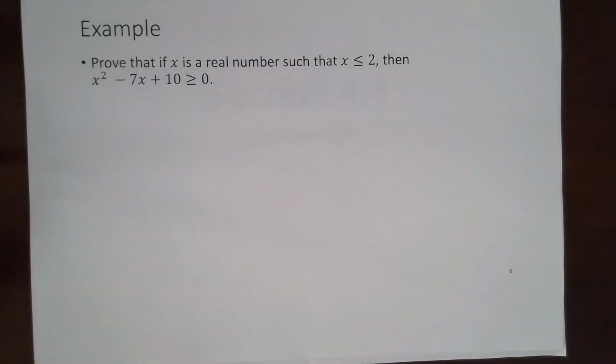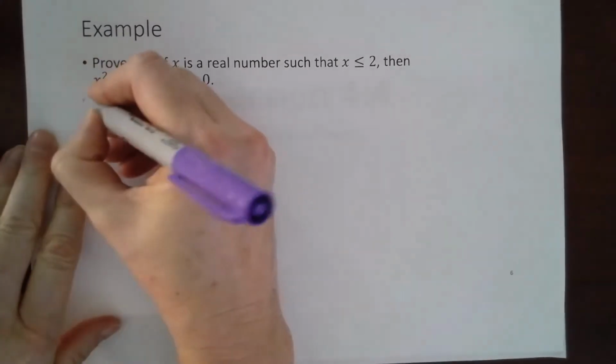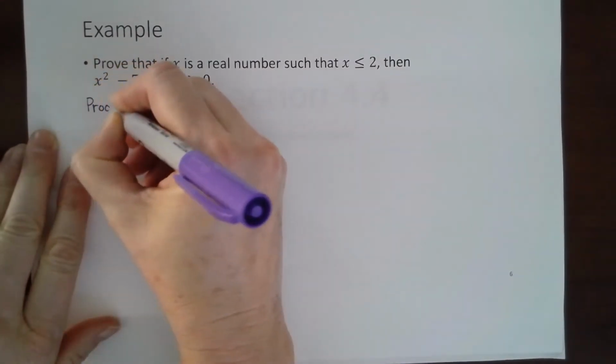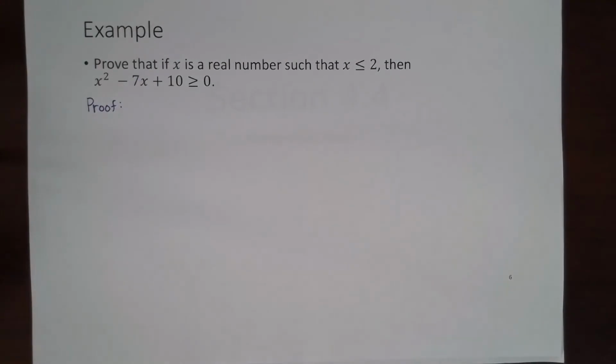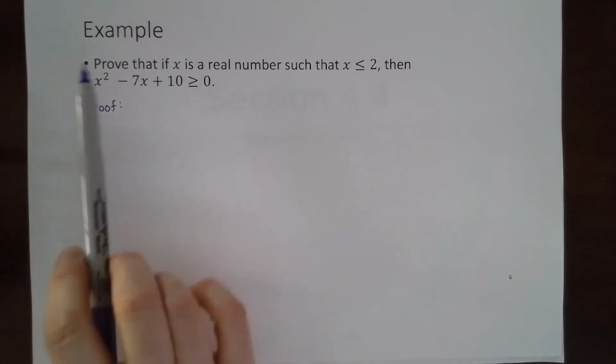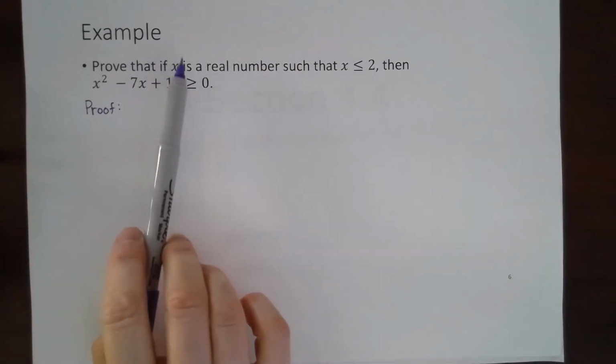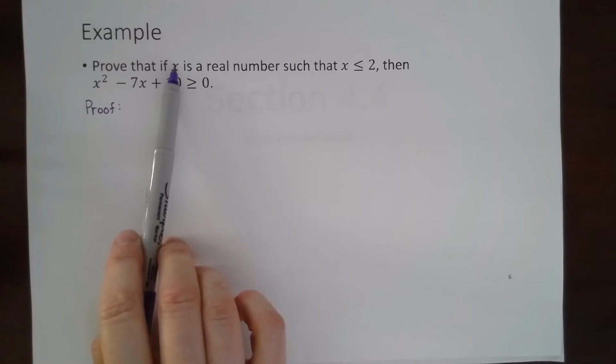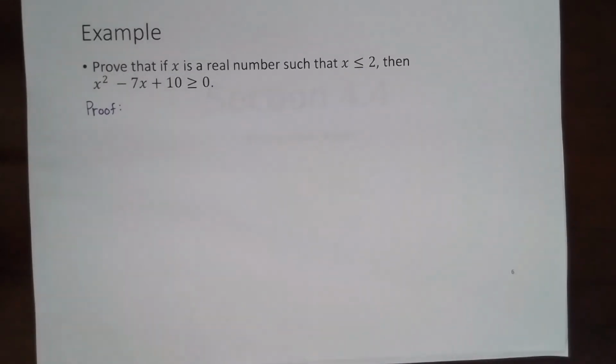This time we would like to prove that if x is a real number such that x is less than or equal to 2, then we can guarantee that x squared minus 7x plus 10 is greater than or equal to 0. Notice this is a universal statement. If we had to write this out, it would be for all x in the set of real numbers, if this, then that. That's how it would be set up as a logic statement.